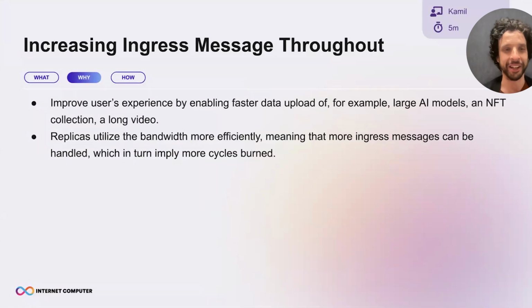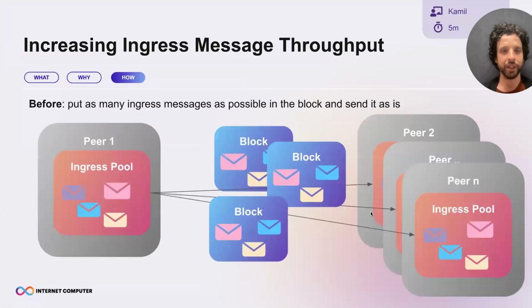I think it's pretty clear, having more throughput means that users can upload a large amount of data faster. It could be either an AI model or a big collection of NFTs or a long video. And from the IC ecosystem point of view, it's also beneficial because now replicas could utilize the bandwidth more efficiently, which means that more ingress messages can be passed to the consensus, which means that more cycles can be burned in the end. Now I'm going to tell you how we achieved it.